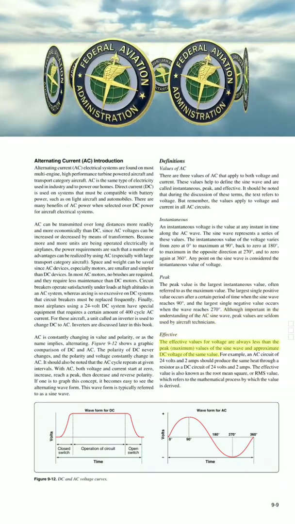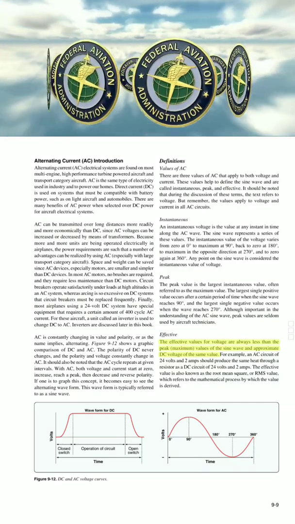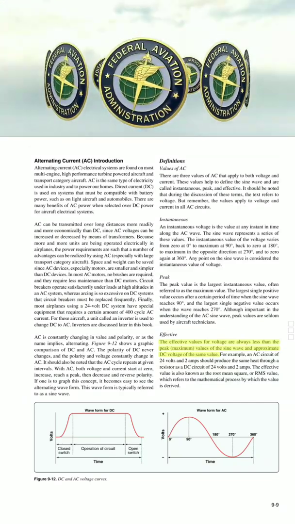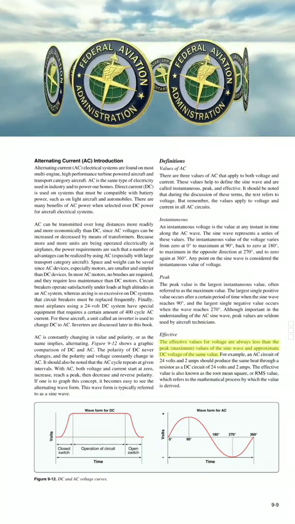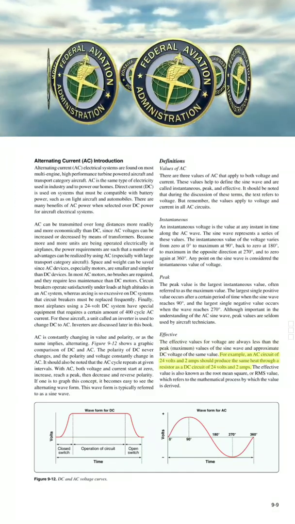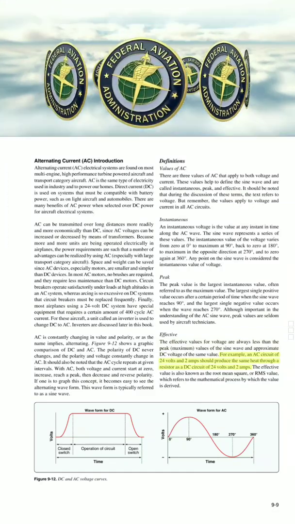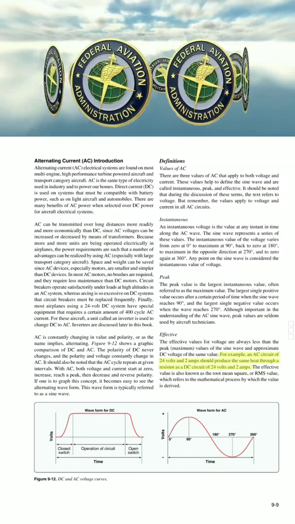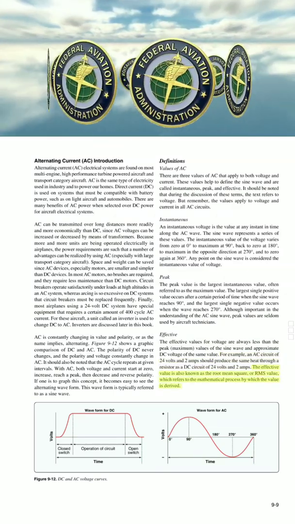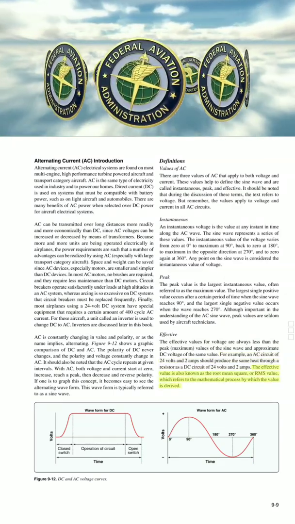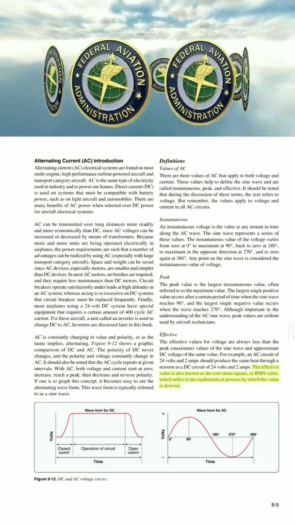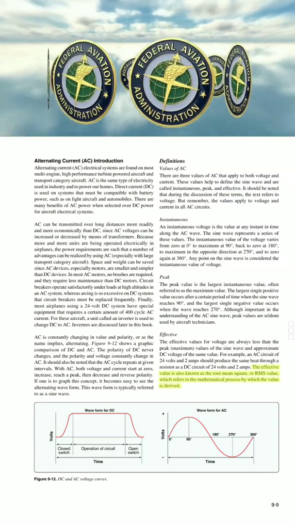Effective. The effective values for voltage are always less than the peak, maximum, values of the sine wave and approximate DC voltage of the same value. For example, an AC circuit of 24 volts and 2 amps should produce the same heat through a resistor as a DC circuit of 24 volts and 2 amps. The effective value is also known as the root mean square, or RMS value, which refers to the mathematical process by which the value is derived.